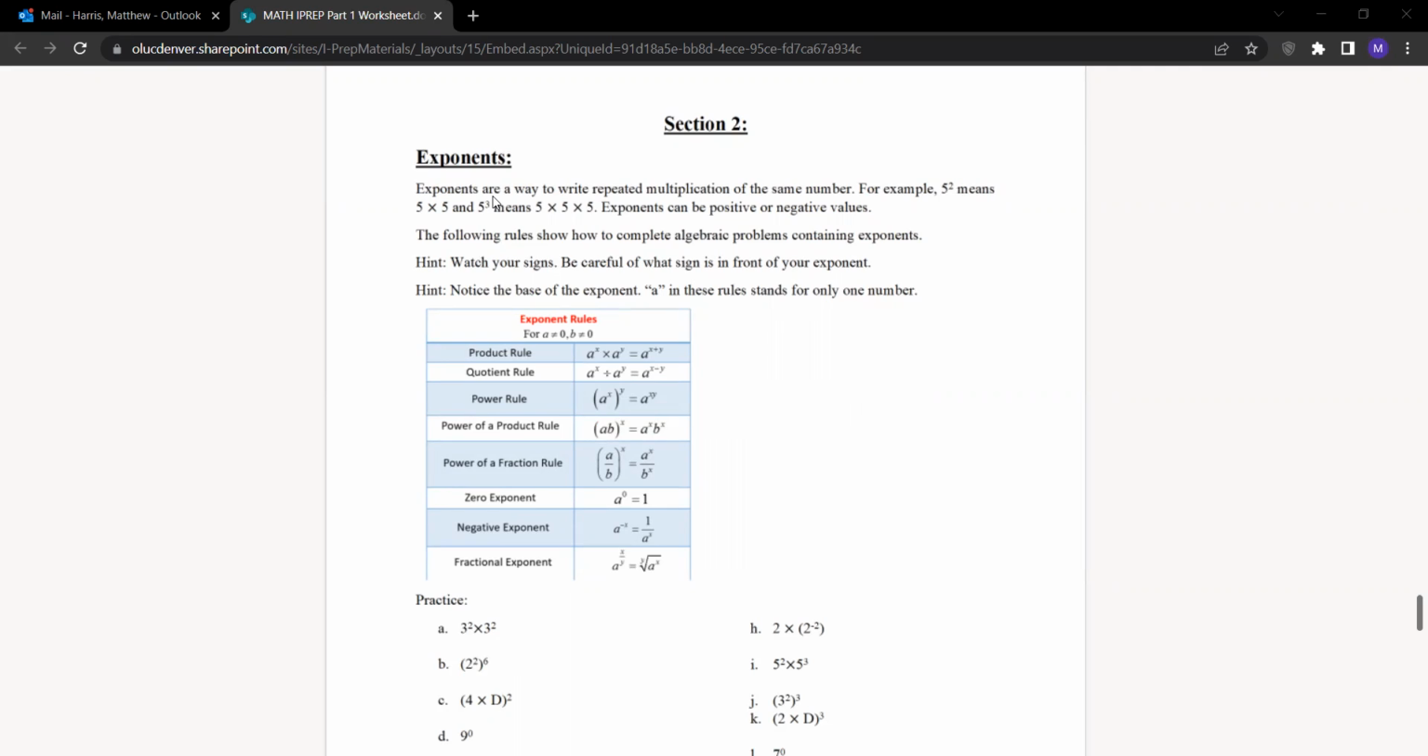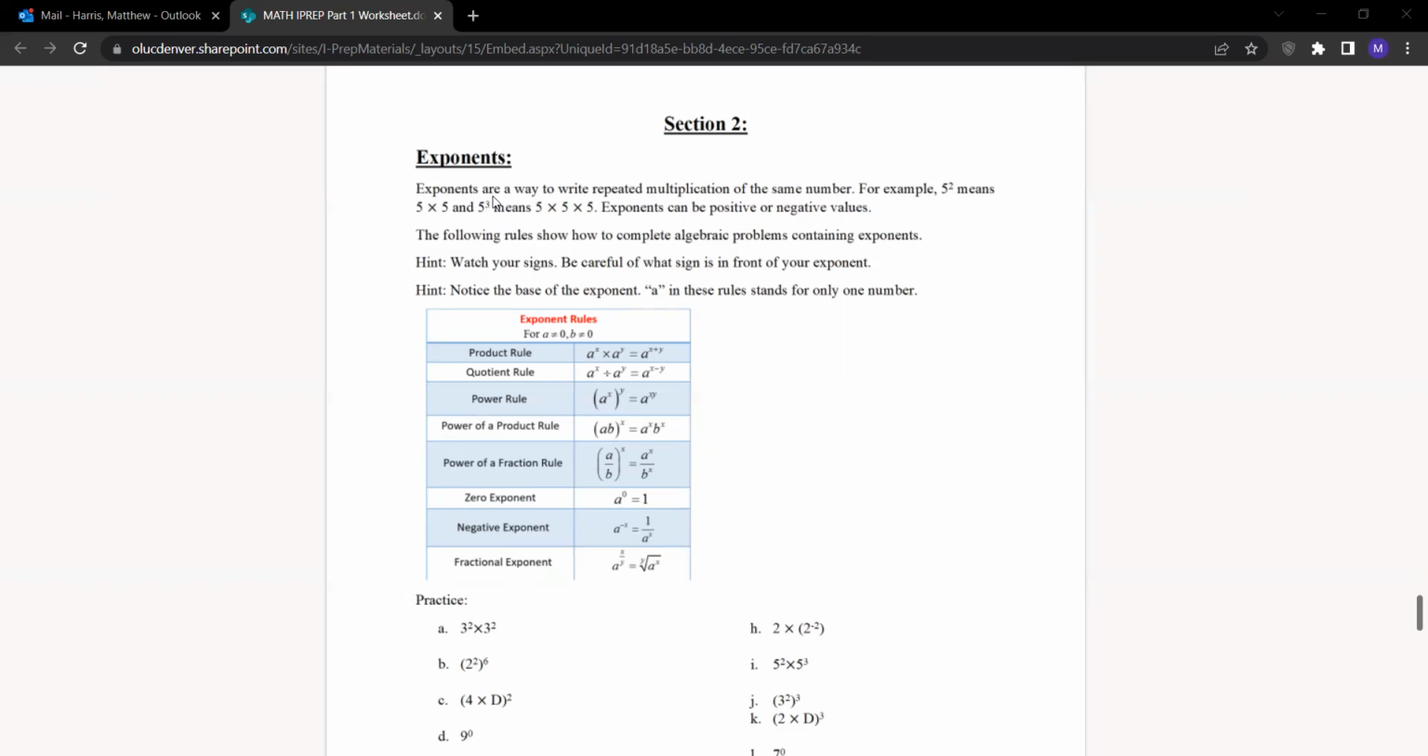So there's a huge hint here: watch your signs. If you have a negative exponent, make sure you keep it negative when you're working with it. And if it's positive, make sure that you write it positive. Now, it might change after you actually solve for it, but when you're writing it out, make sure you're paying attention.